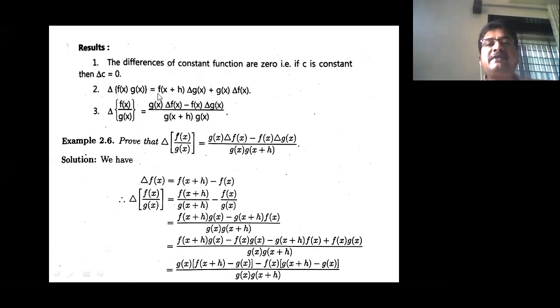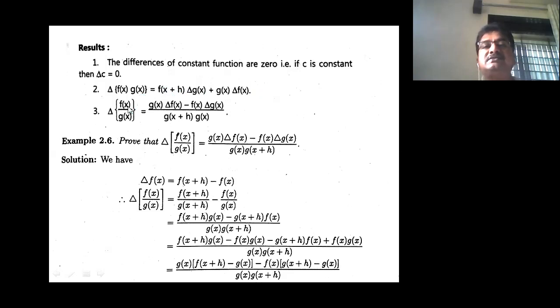What is the derivative of u into v? U derivative of v plus v derivative of u. Like that. What is the derivative of fx into gx? It is fx derivative of gx plus gx derivative of fx. So delta is similar to that, but only this is not fx, this is f of x plus h. So remember, particularly this is not fx. So it is f of x plus h delta gx plus gx delta fx.